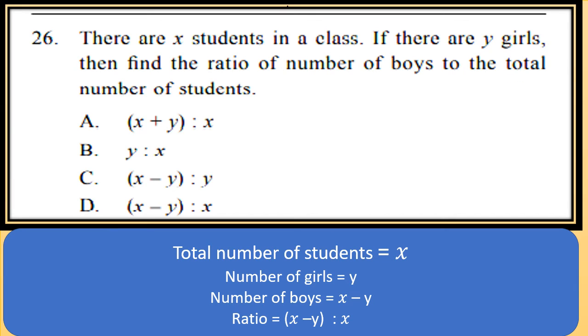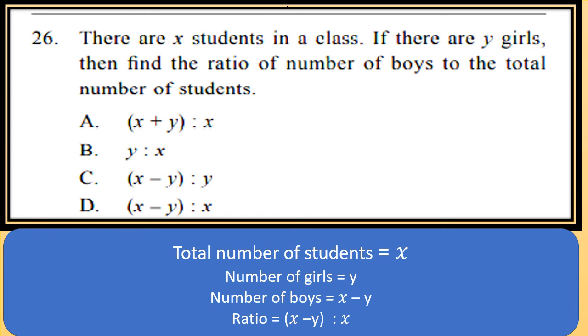There are X students in a class. If there are Y girls, then find the ratio of number of boys to the total number of students. Now total number of students is given X and number of girls are Y. Now we have to find the ratio of number of boys to the total number of students.